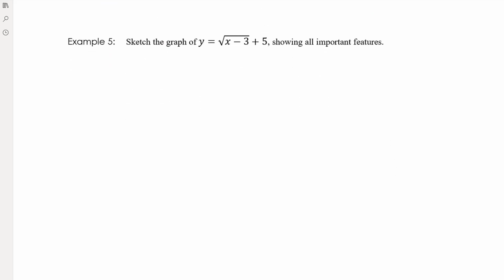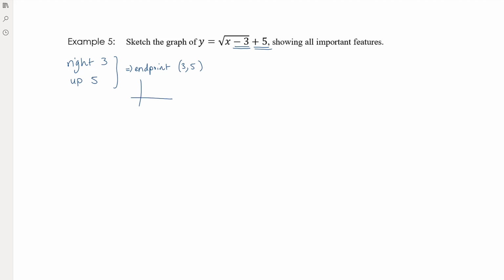Right, number 5. Sketch the graph of y equals the square root of x minus 3, plus 5. Okay, so no dilations and reflections here. We're subtracting 3 underneath the graph, which is a translation to the right by 3, and then we're adding 5 outside the square root function, so that is a translation up by 5. So this means that the end point of the graph is going to move. So the end point is going to go to (3, 5).